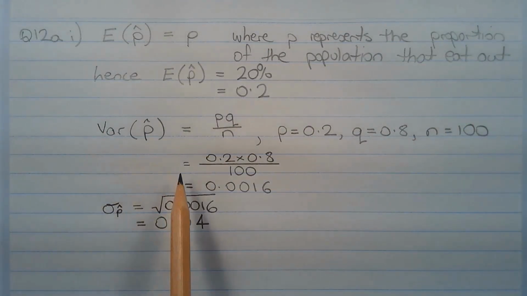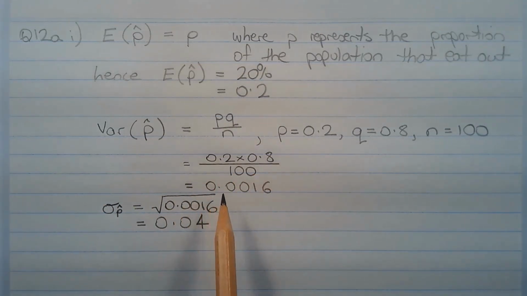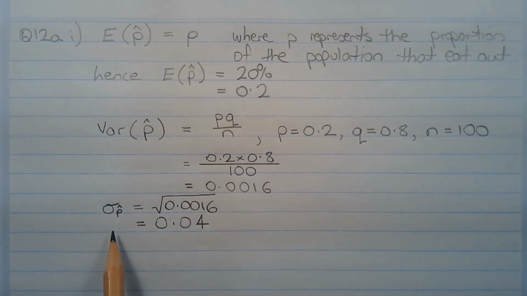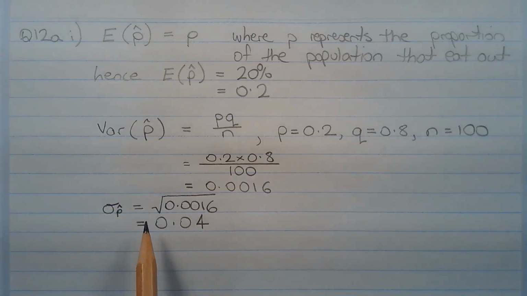So the variance is equal to 0.2 times 0.8 over 100, which equals 0.0016. Now the standard deviation of the sample proportion is equal to the square root of the variance of the sample proportion, so that's equal to the square root of 0.0016, which equals 0.04.